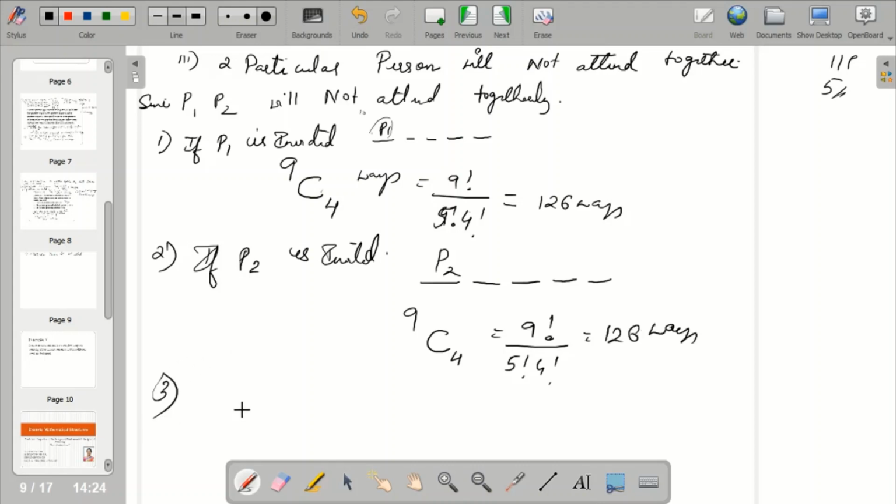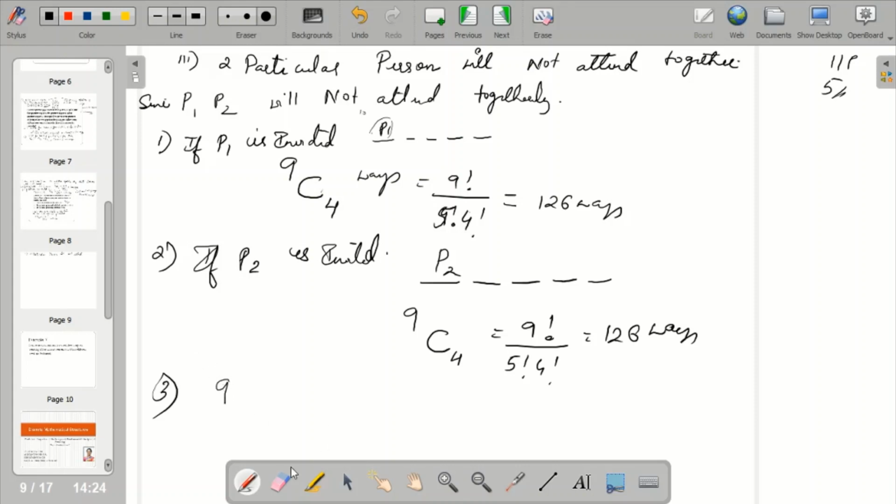And we have the third constraint. Two particular persons will not attend together. There might be a situation that both P1 and P2 are not invited. If both are not invited, then 11 minus 2 people. So it will be 9.